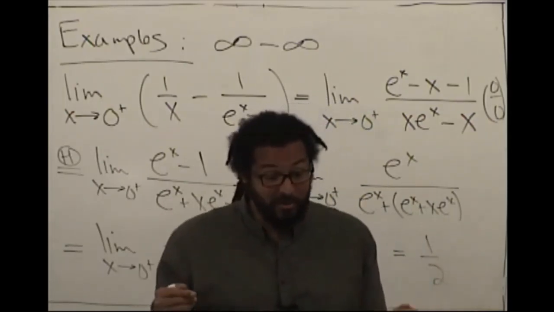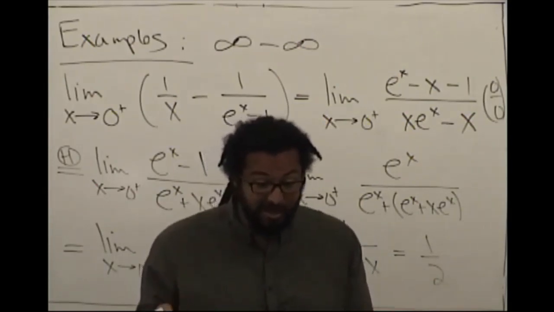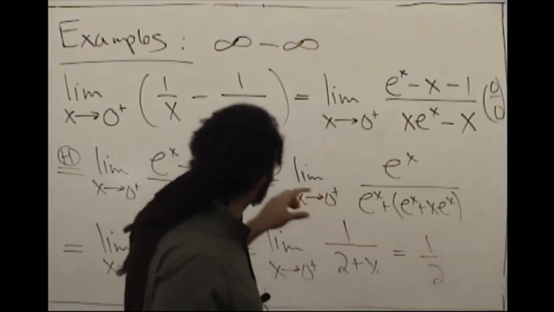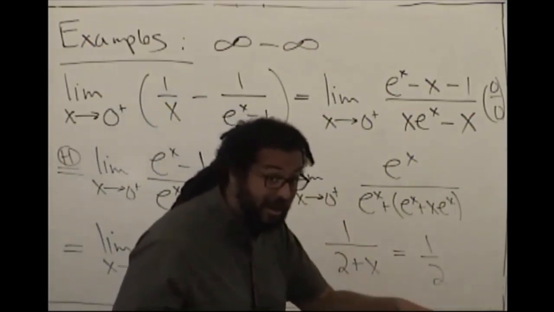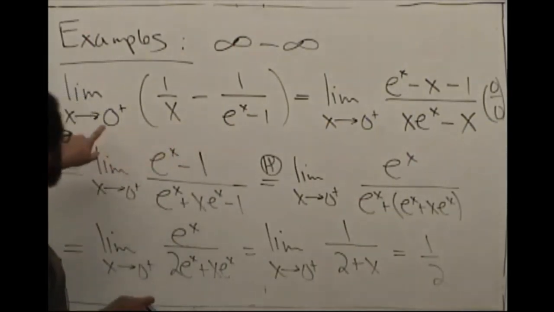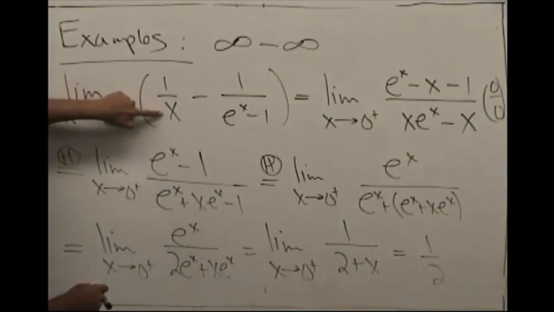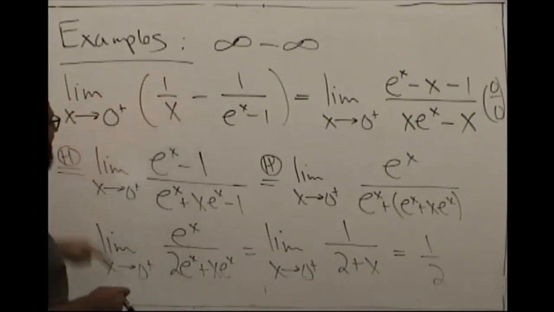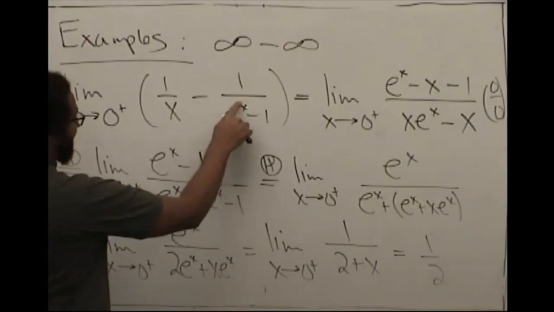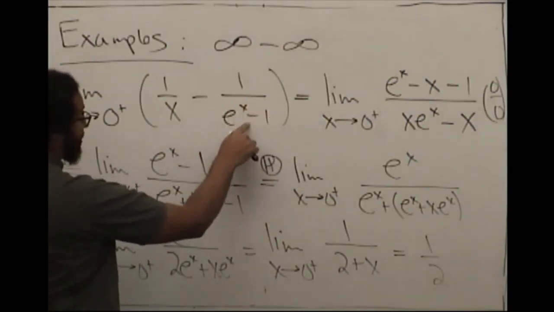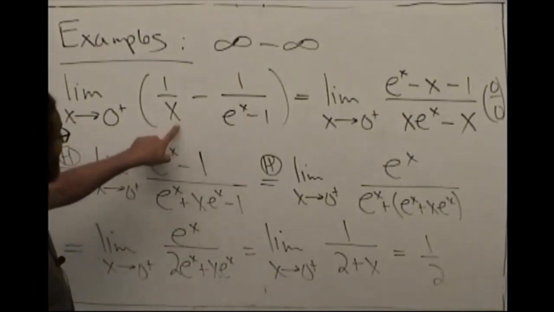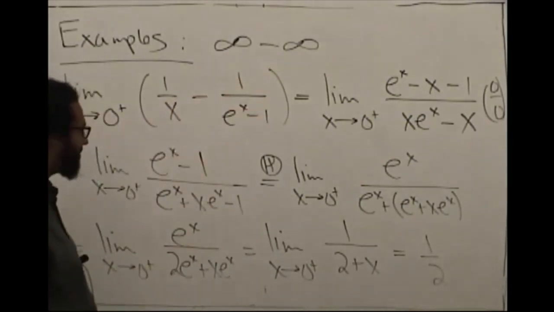There might not always be fractions present, so you might have to rewrite it so that there are fractions present. But anyway, we'll look at an example of that next. But here's the difference of two fractions. When I let x go to 0 from the right, this thing is going to give me a positive infinity. And as x goes to 0 from the right, the denominator will go to 0 from the right. So here again, I get positive infinity. So this thing does have the form infinity minus infinity.